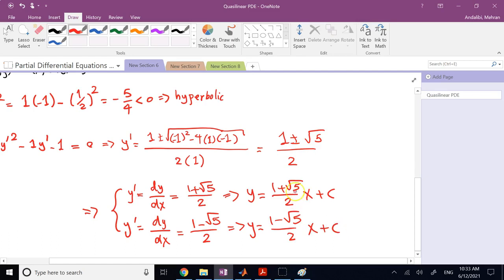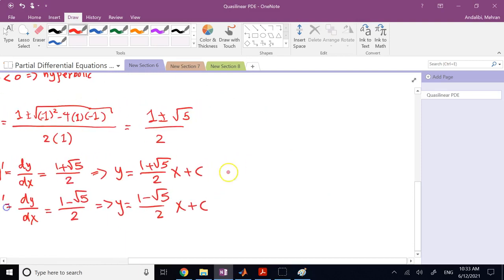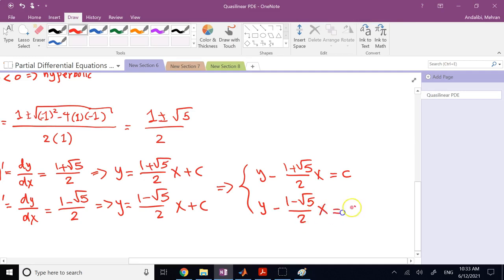And now, if you bring the x term to the left-hand side, you will get what? You will get y minus this number times x equal constant, and y minus the other number times x is the other constant. And clearly now you see this is a function of x and y equal to a constant. So this is your phi function.